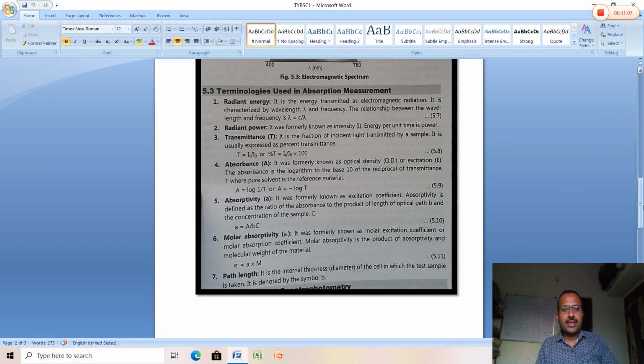These are the definitions or terminologies used in absorption measurement, along with the properties of electromagnetic radiation. We have already studied the four or five properties of electromagnetic radiation, and these are the definitions. So with this content, I conclude this lecture.